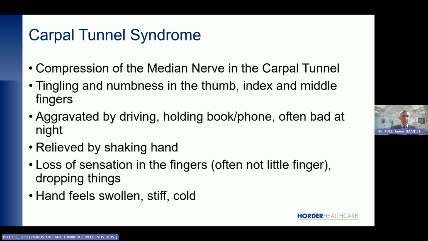So if I start with carpal tunnel syndrome, this is the most common condition that we treat as hand surgeons. And the cause of it is that the nerve that supplies feeling to the fingers runs through a space on the front of the wrist. There's a crescent of bones behind and a ligament across the top, with the nerve and some tendons running in the space between. And this ligament thickens, so effectively the roof of the carpal tunnel drops down.